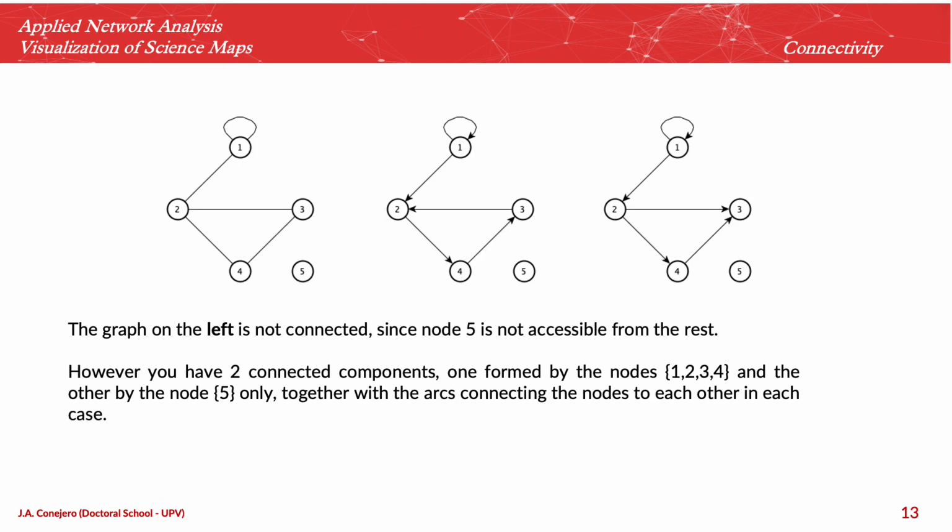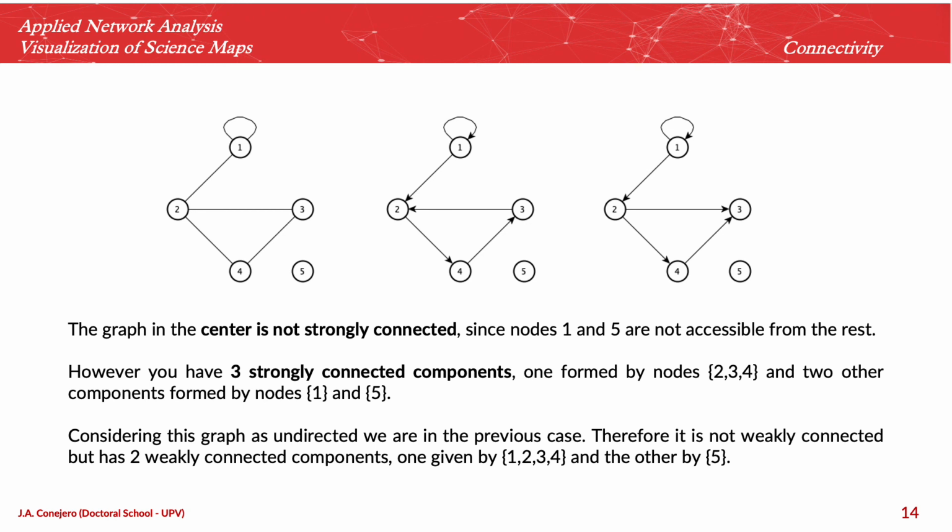So returning to our previous example, what we see is that the graph on the left is not connected since the 5 is isolated from the rest. And we have two connected components, one formed by nodes 1, 2, 3, and 4, and the other by 5. So here, remember that we are saying that this is the largest subset of nodes that are connected. So we cannot just speak about 2, 3, and 4. We have also to include 1.